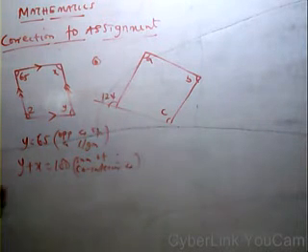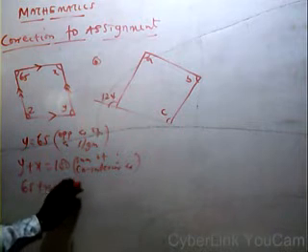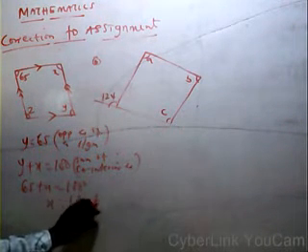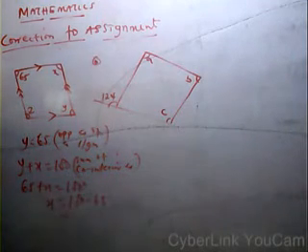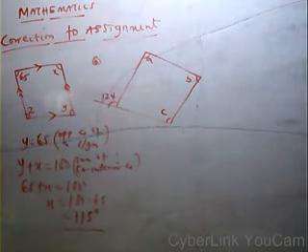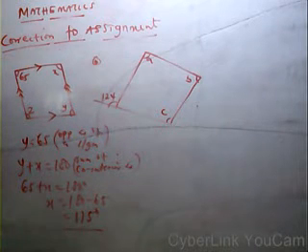Co-interior angle. If y is 65, then 65 plus x equals 180 degrees. Then what is x? x becomes 180 minus 65, and that is 115 degrees. So it means that x is 115 degrees.